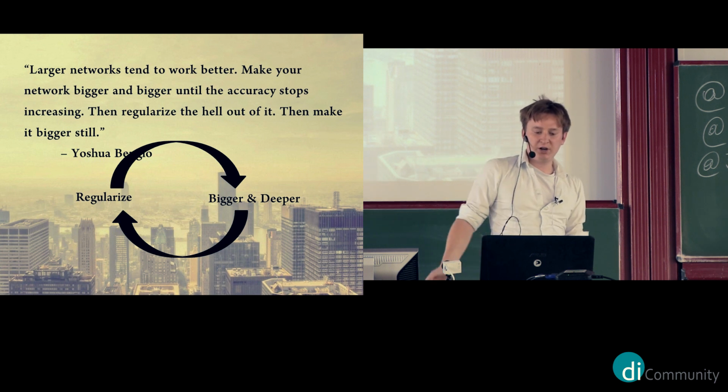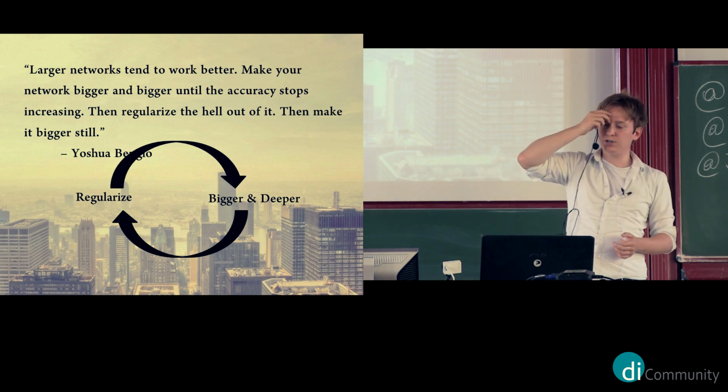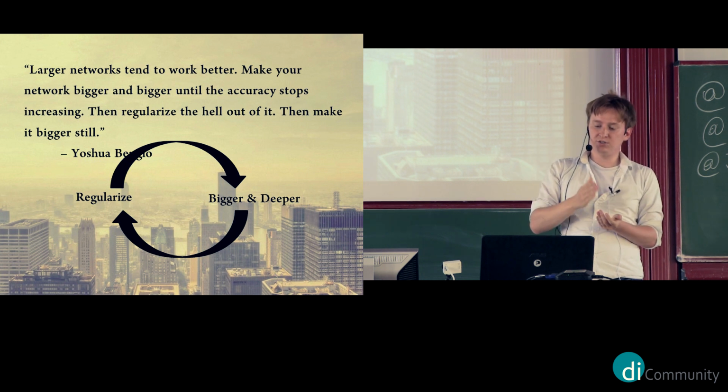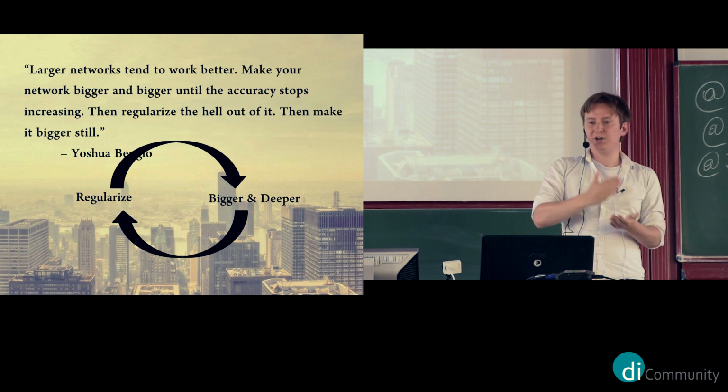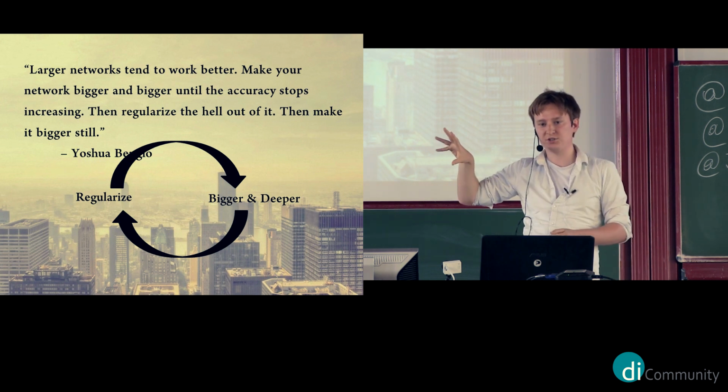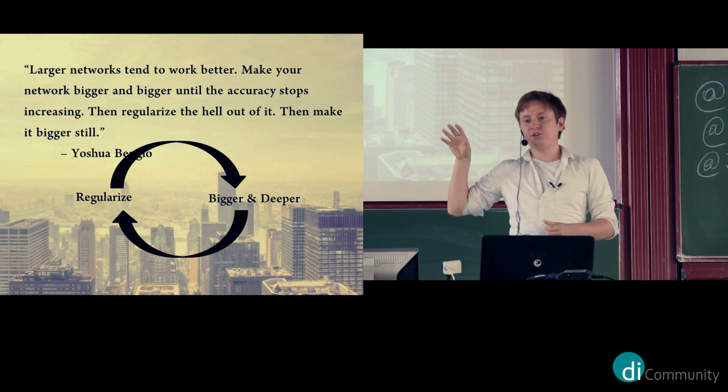And this Joshua Bengio is one of the big guys in deep learning, and this is what he says. If you want to make your networks better, you need to make them bigger and deeper, bigger and deeper, until you overfit, which you can see on those plots I just showed you. And at that point, you start to regularize.